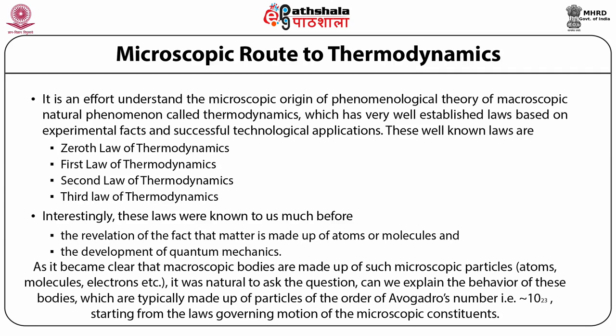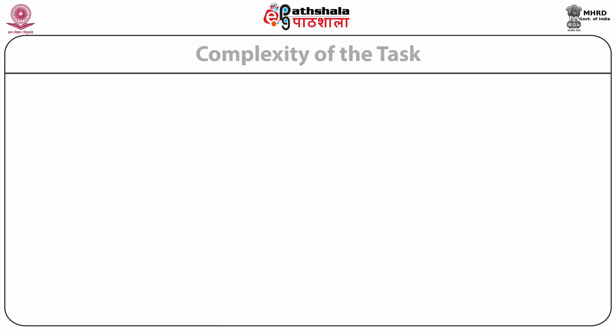As it became clear that macroscopic bodies are made up of such microscopic particles, atoms, molecules, electrons, etc., it was natural to ask the question, can we explain the behavior of these bodies which are typically made up of particles of the order of Avogadro's number, that is of the order of 10 raised to the power 23, starting from the laws governing motion of the microscopic constituents. Let us look at what is the complexity of the task involved.